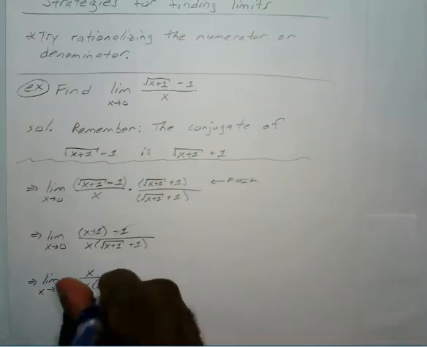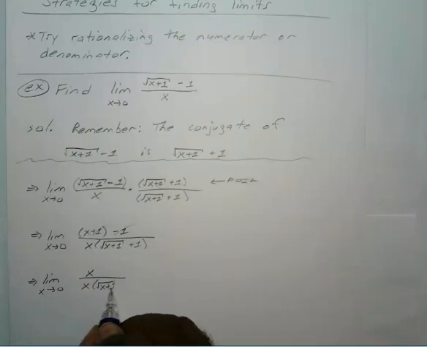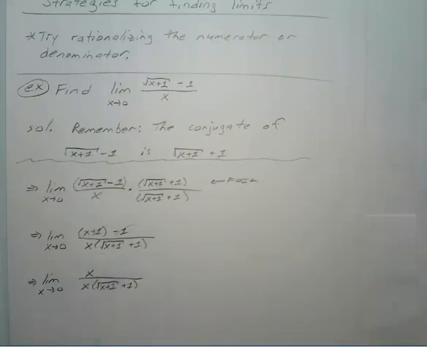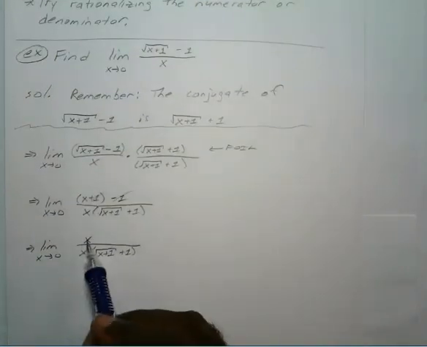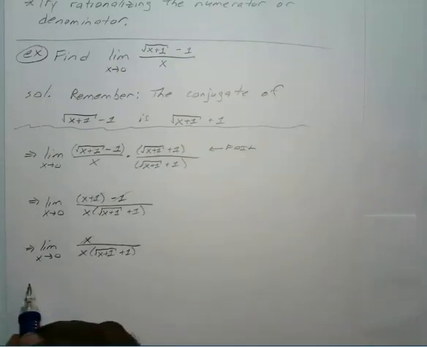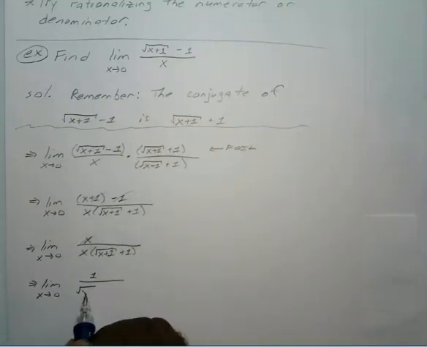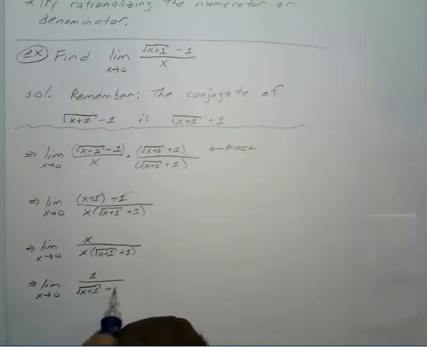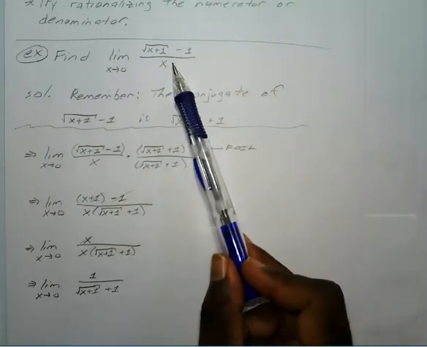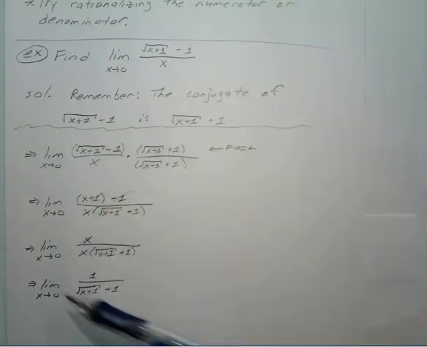Let me clean that up a little bit. That's the reason I didn't distribute that, because this way, those two can cancel out. So these two cancel out. That leaves us with the limit as x approaches 0 of 1 over square root of x plus 1 plus 1. So you have the very same function you started off with; you just manipulated it a little bit.